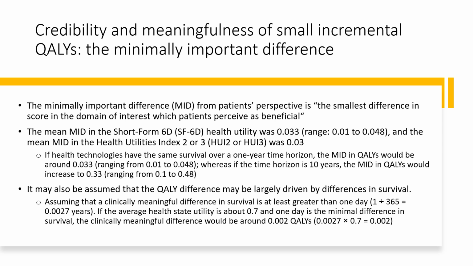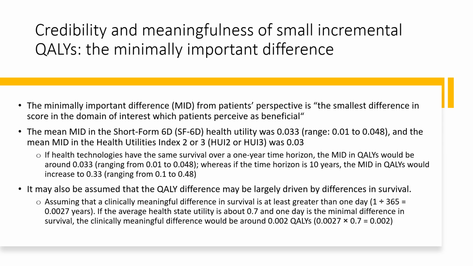The minimally important difference from patients' perspective is the smallest difference in score in the domain of interest which patients perceive as beneficial. It has been found that the mean minimally important difference in the Short Form 6D and the Health Utilities Index 2 or 3 health utility was 0.03.